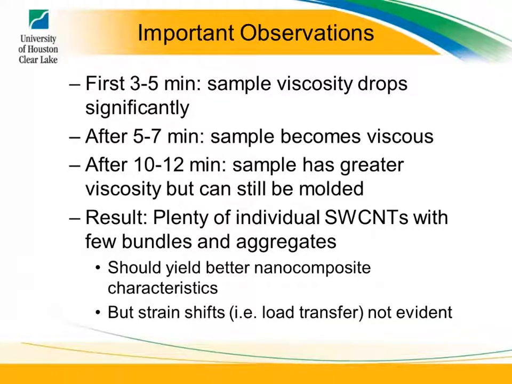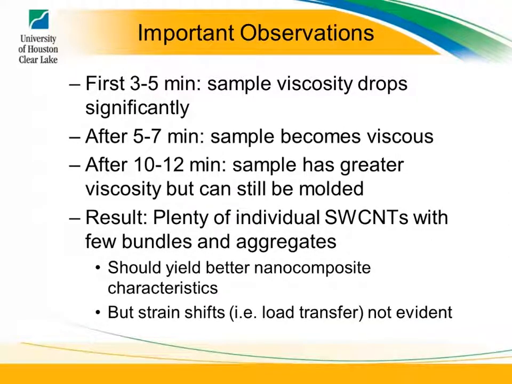For the first 3 to 5 minutes, that's where the viscosity dropped. After 5 to 7 minutes, suddenly the viscosity increases. And that's when the nanotubes start staying in their places and they're not going to be migrating out. After 10 to 12 minutes, you still have a high viscosity, but at this point it still could be molded, so it's plastic-like.